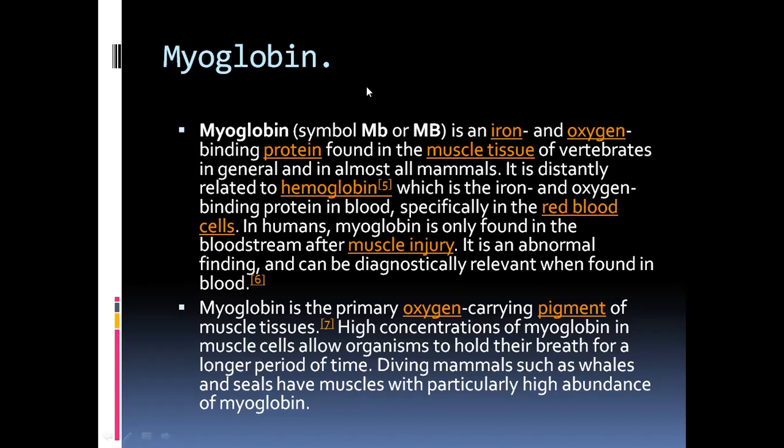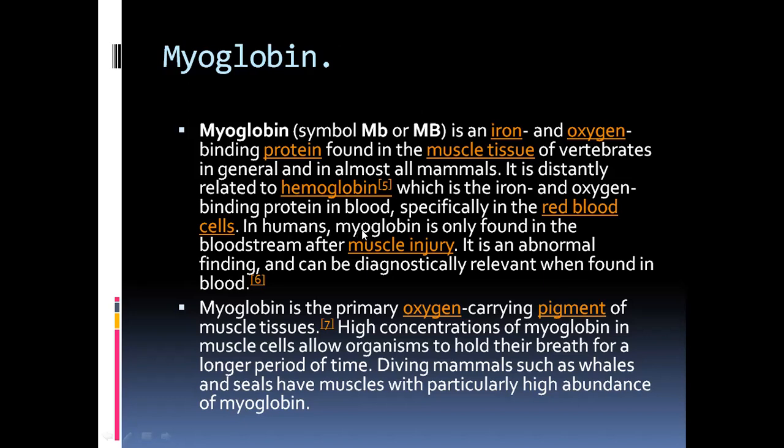And what is hemoglobin? Hemoglobin is an iron and oxygen binding protein that is present in the blood. Be very careful: this is the binding protein in the muscle, and this is the binding protein in the blood. And in the blood, where is it present? It is present in the RBCs, which are known as erythrocytes.